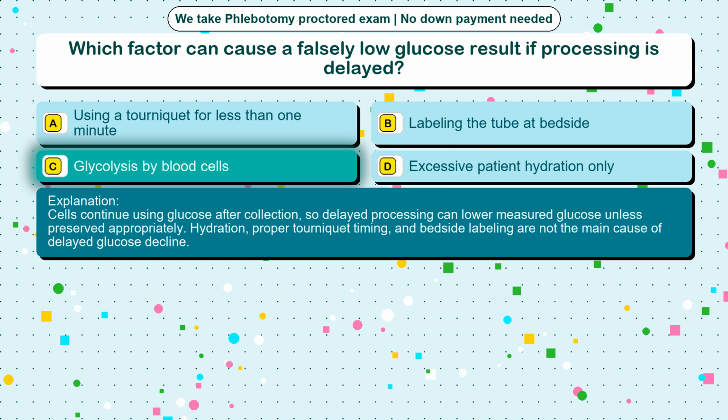Cells continue using glucose after collection, so delayed processing can lower measured glucose unless preserved appropriately. Hydration, proper tourniquet timing, and bedside labeling are not the main cause of delayed glucose decline.